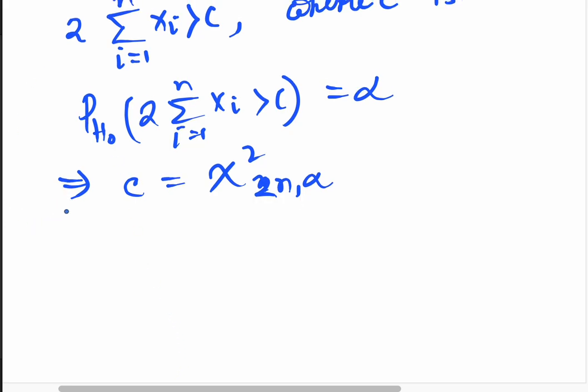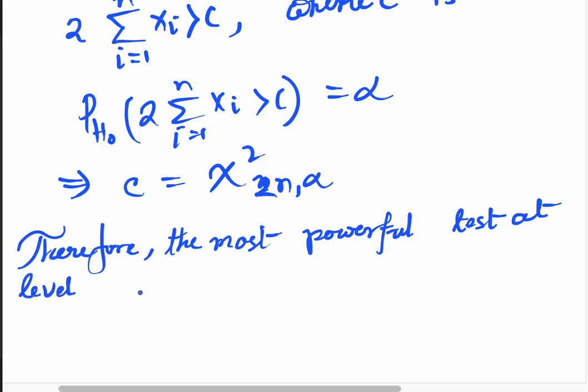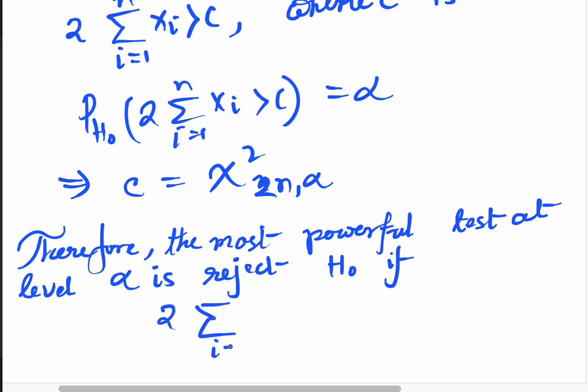Therefore the most powerful test at level alpha is: reject H0 if 2 summation i equal to 1 to n xi is greater than the chi-square 2n, alpha point.